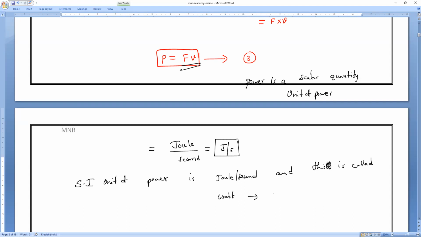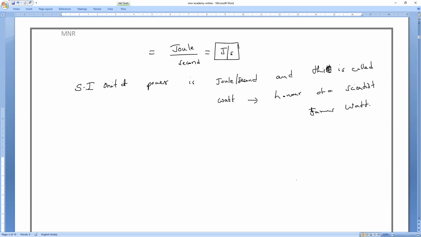This is called watt in honor of a scientist, named James Watt. On his name, the watt was chosen as the unit of power. The symbol for watt is again capital W. Please remember. So better always write watt.